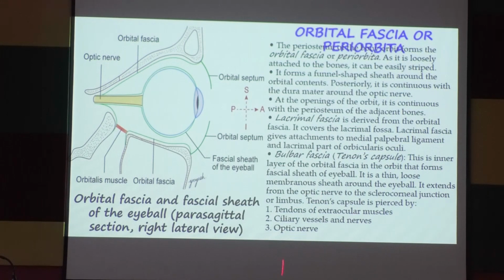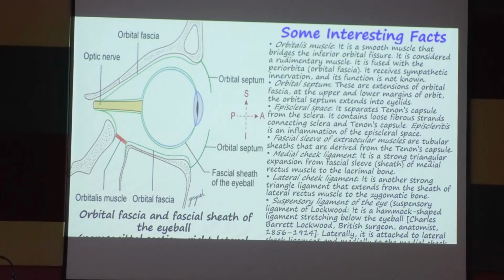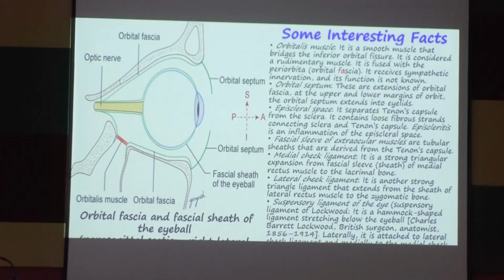And Tenon's capsule is pierced by these structures. This is very frequently asked. Tendons of extraocular muscles, ciliary vessels and nerves, and optic nerve are pierced in this Tenon's capsule. Now, important features here: orbital muscle, orbital septum, fascial sleeves of the extraocular muscle, medial check ligament, lateral check ligament, and suspensory ligament of the eye.